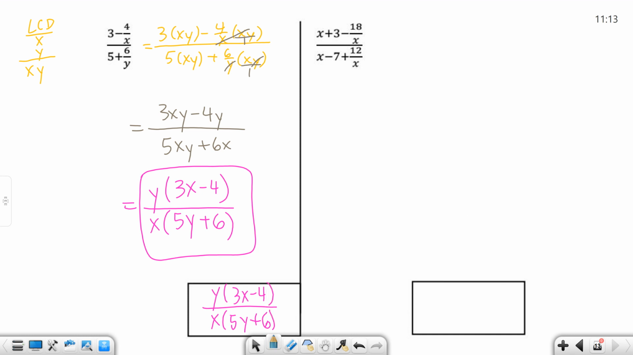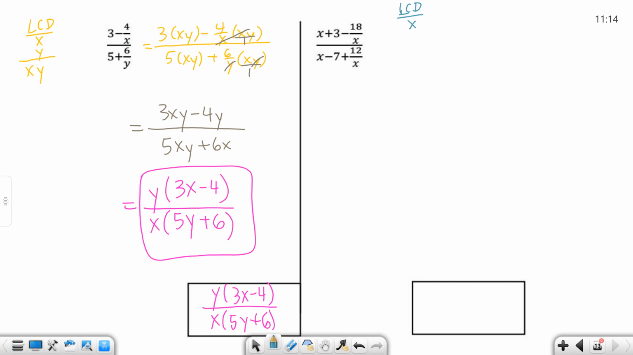And then our final one on this one looks a little strange. It's got a couple of terms, x plus 3, that are normal, and then we have that old fraction that everybody loves so much, right? Dear old negative 18 over x. So here we have x and x. My LCD of my little fractions is just simply x.